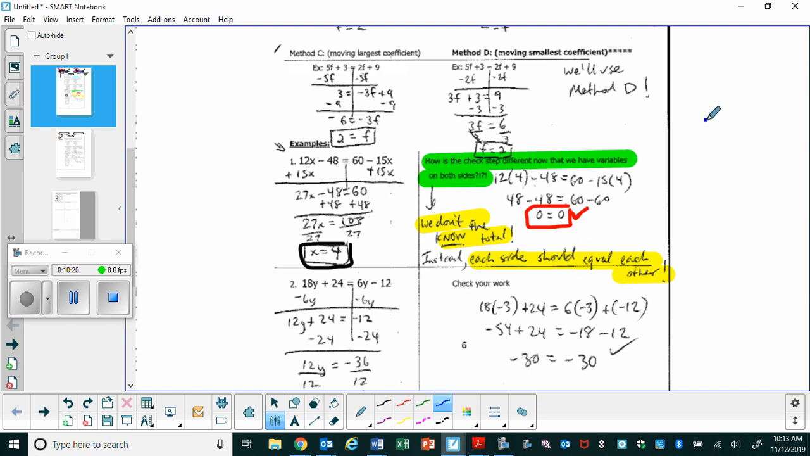I want to remind you guys that if you see something like 3x equals, let's just say 18, and then you know that x is going to be 6, when you plug that in, you know the total should be 18, and that's how you can check to see if you're right. That's what I mean right here when I say in this situation, we don't know the total. Instead, we just know that each side should equal each other.